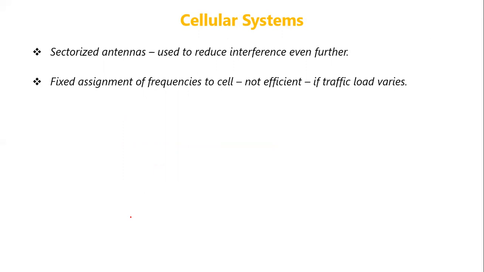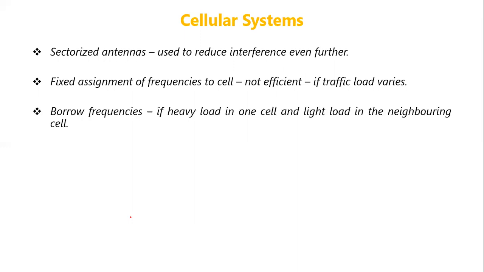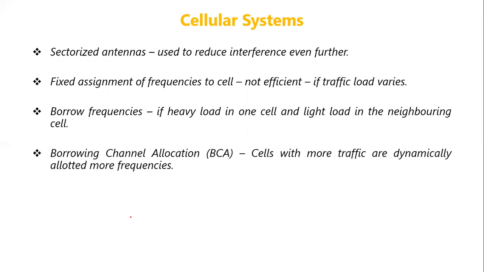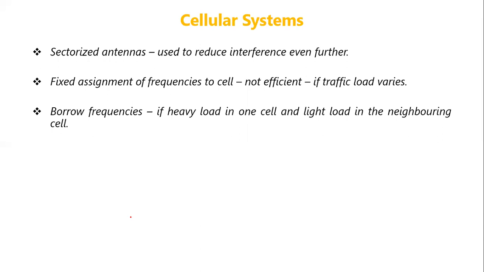The area covered by the base station is called a cell. If the frequencies are fixed for each cell, then that is not an efficient technique, because the traffic load varies. At some times, the traffic load may be very high in some cells, but for other cells, the traffic load may not be that high. So generally, the system should allow borrowing frequencies.